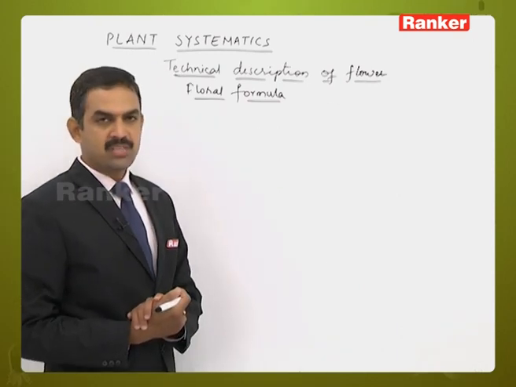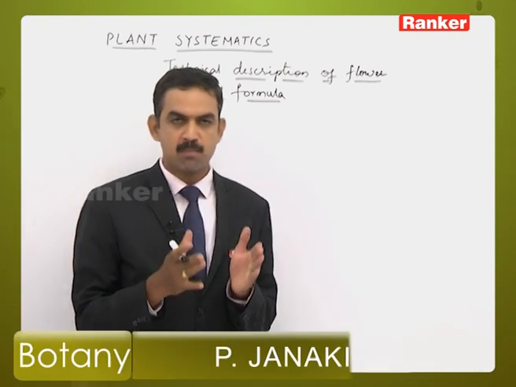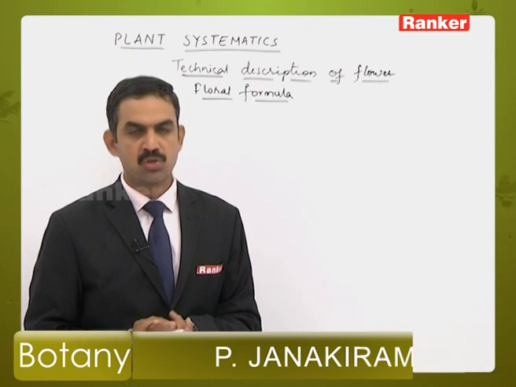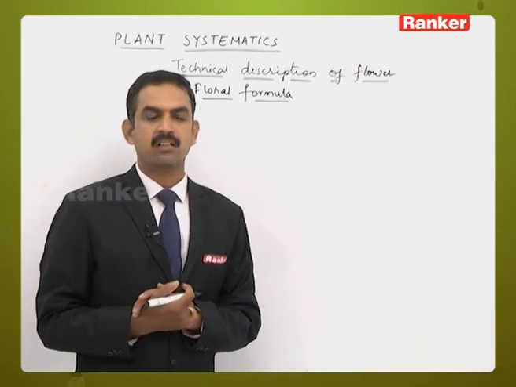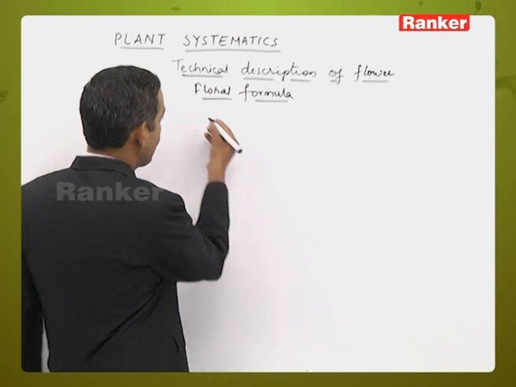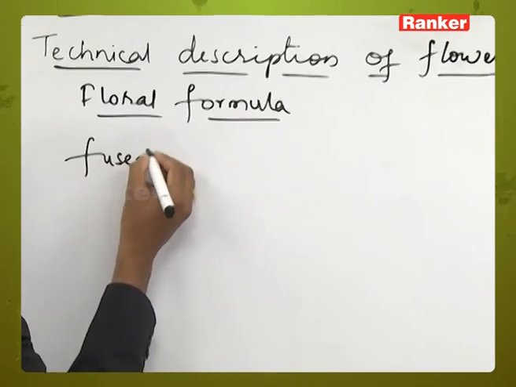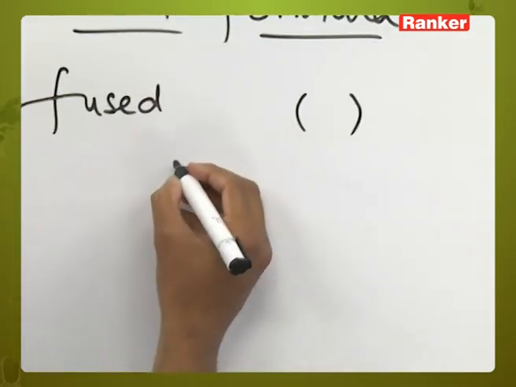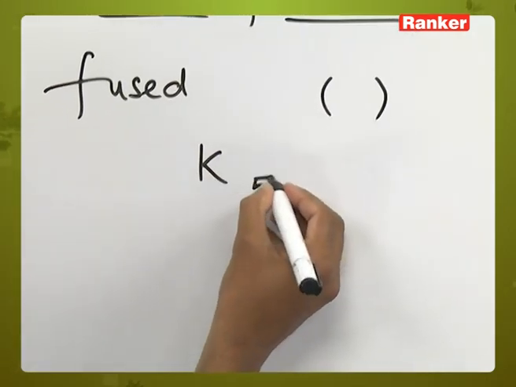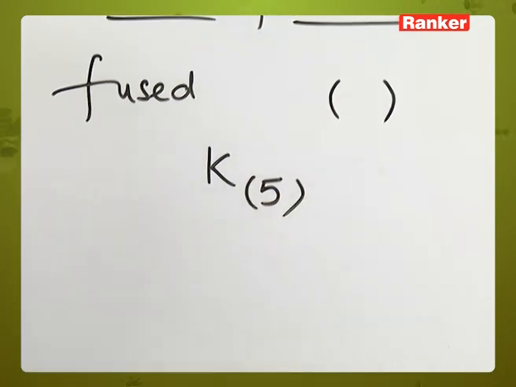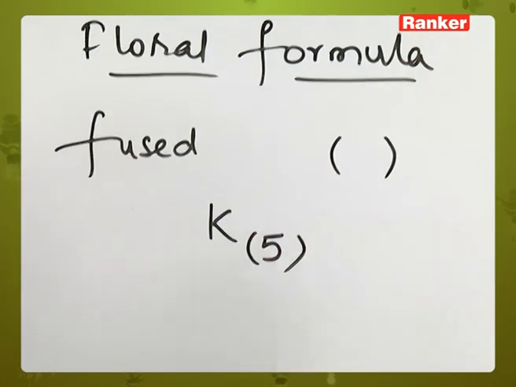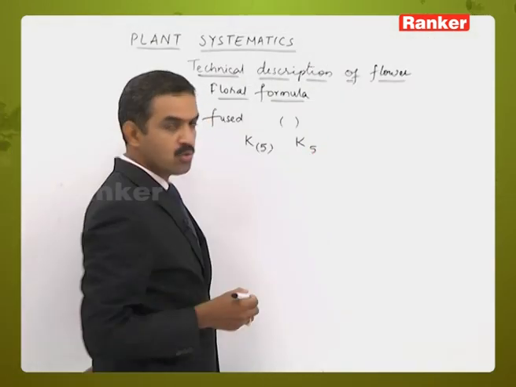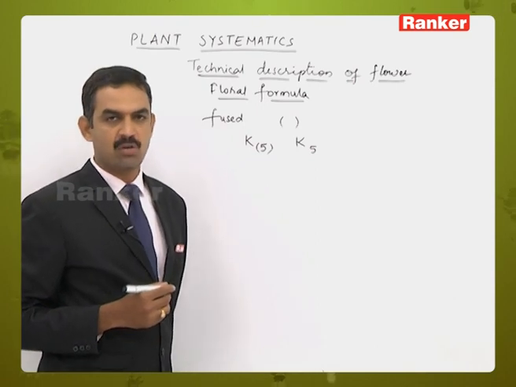And here fused and free conditions are present, like sepals may be free or fused, petals may be free or fused, stamens may be free or fused, and in the same way carpels are free or fused. When there is a fused condition, we have to show the subscripted number in a bracket. For example, if the calyx has 5 sepals which are fused, 5 has to be shown in a bracket, and if the 5 sepals are free, there is no need of showing the bracket around 5.